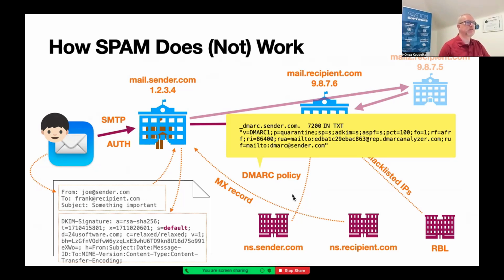So then the next thing, and the last mode, is reject. If you are sure that your legit mail is using DKIM and coming from the right IP addresses, then you can set the DMARC policy to strict, which means that every mail that does not pass the policy is rejected and not delivered.